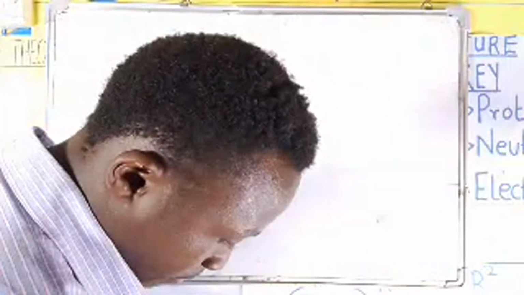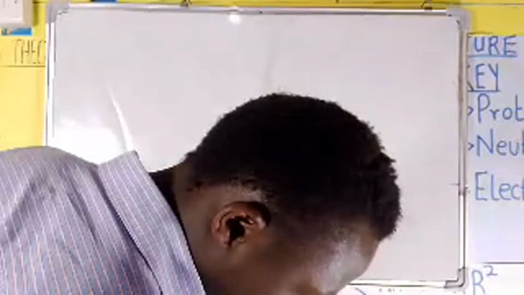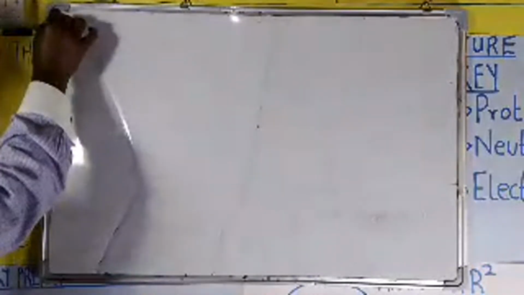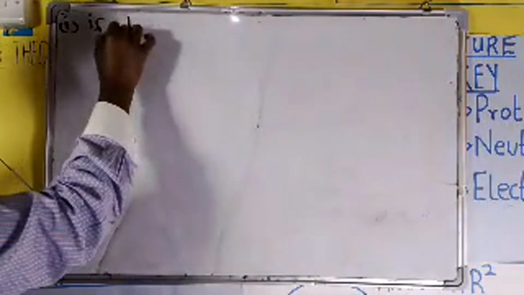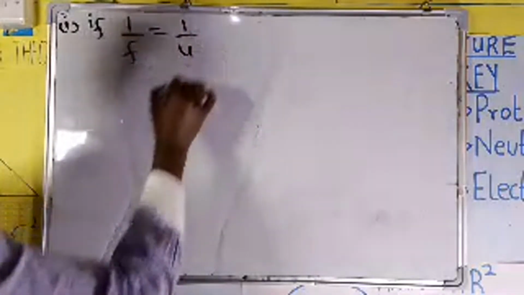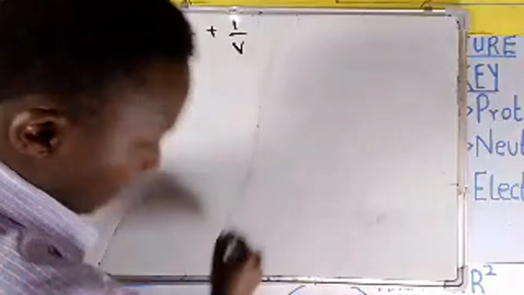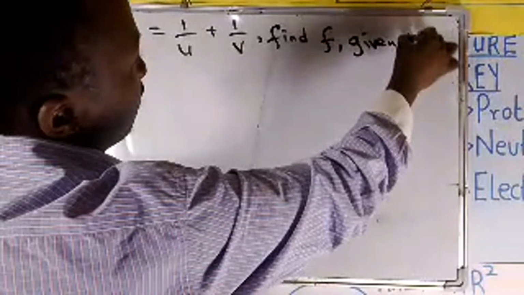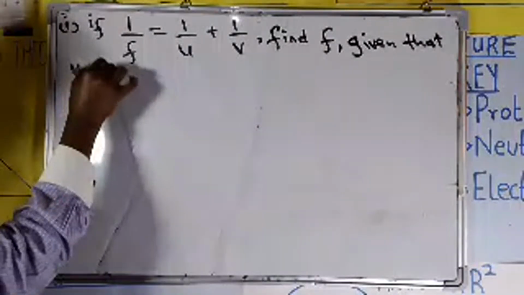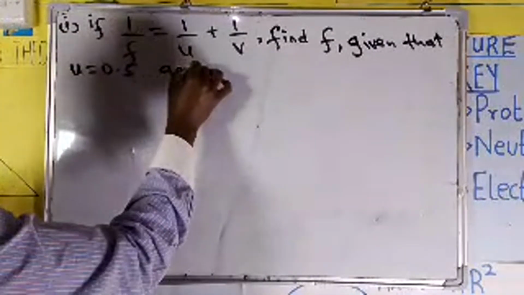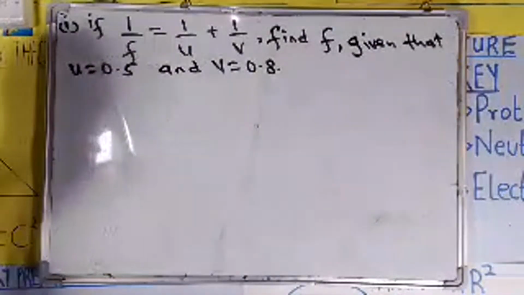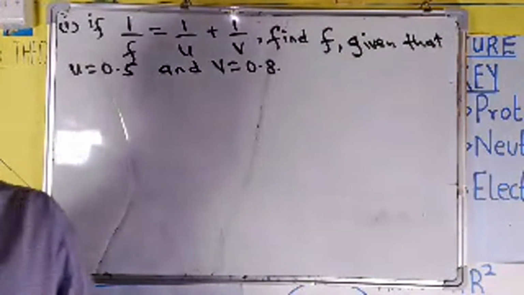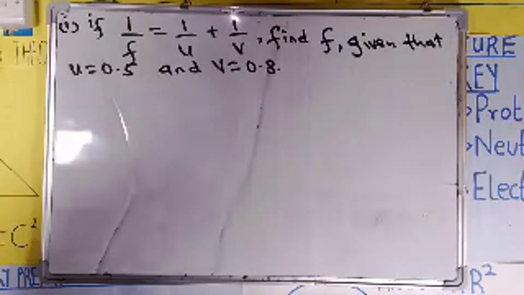There's another question here. If 1 over f is equal to 1 over u plus 1 over v, find f given that u is 0.5 and v is 0.8. That is the question we have.